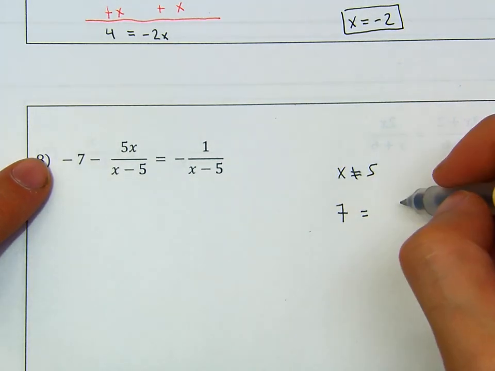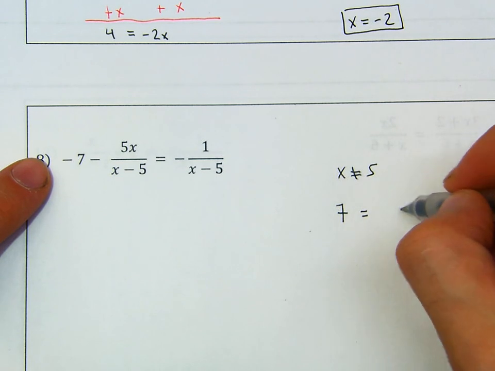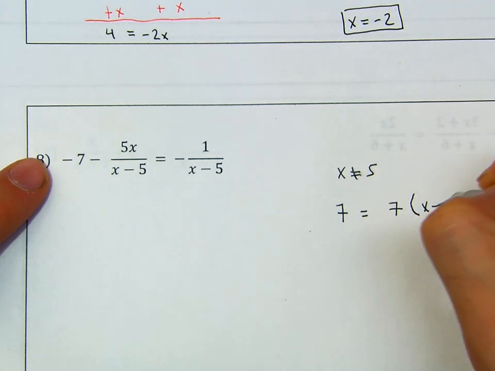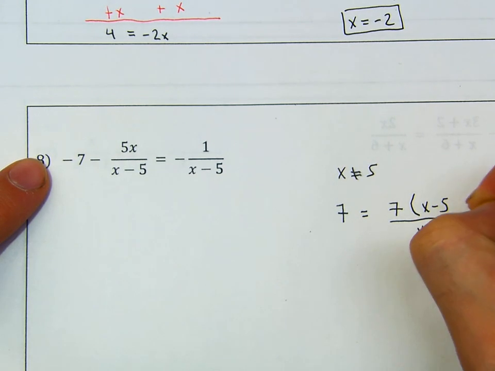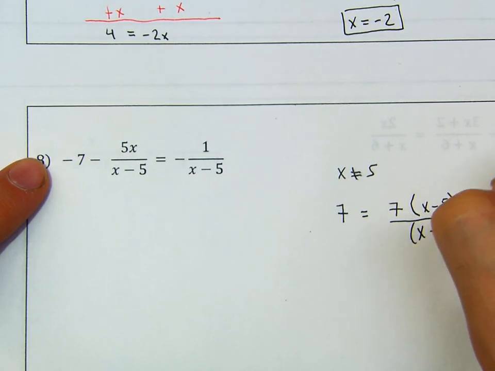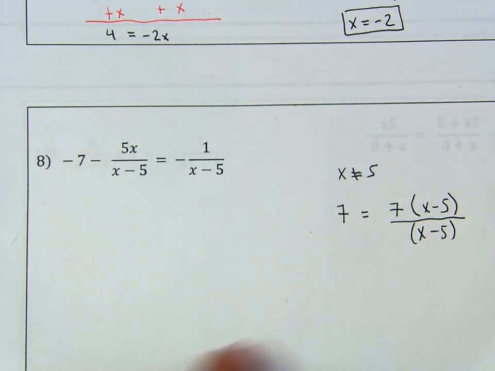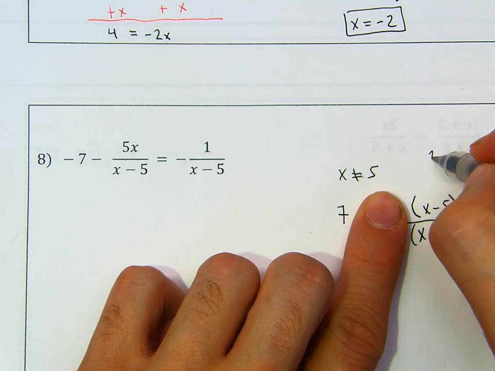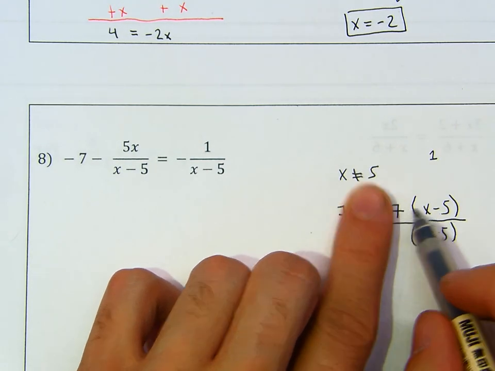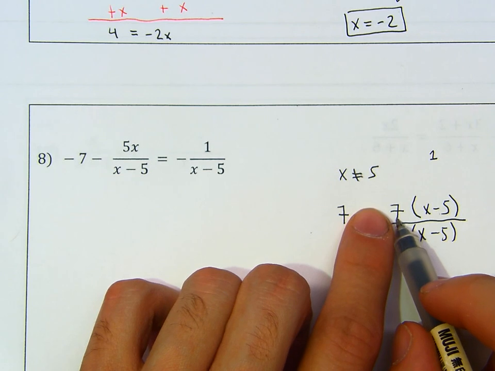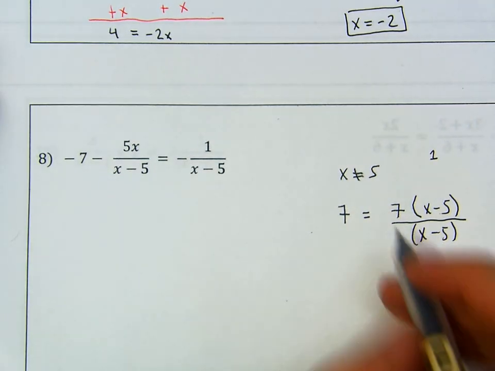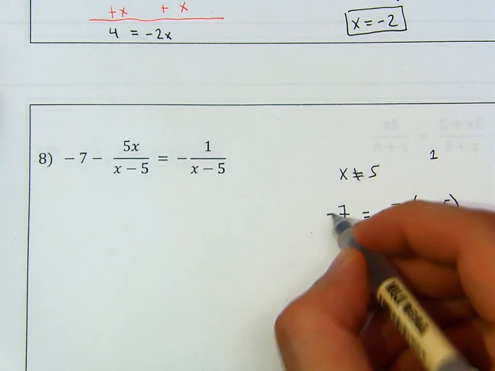The idea is you're allowed to do this. 7 is equal to 7 times x minus 5 over x minus 5, okay? Now, why are you allowed to do that? Because notice, what is this equal to? This is equal to 1. So what is 1 times anything? It's the same thing. So that's the idea for this. And if I want, I could just put a negative here as well. It doesn't make a difference.